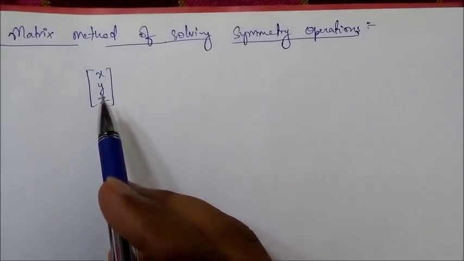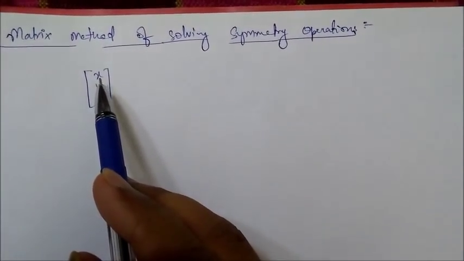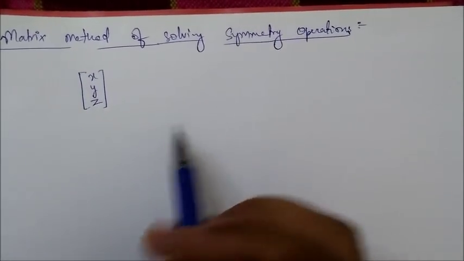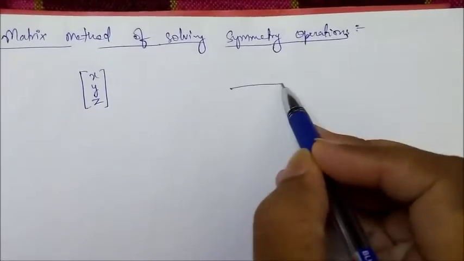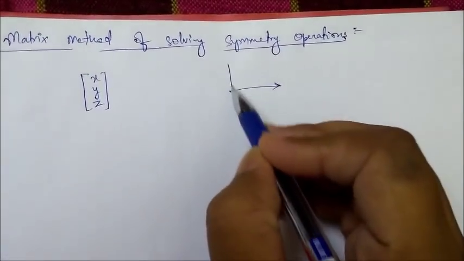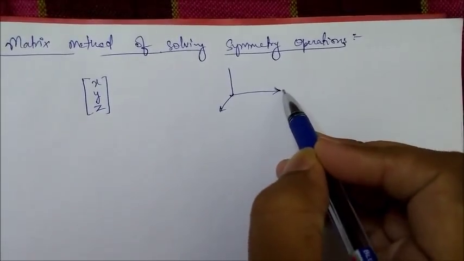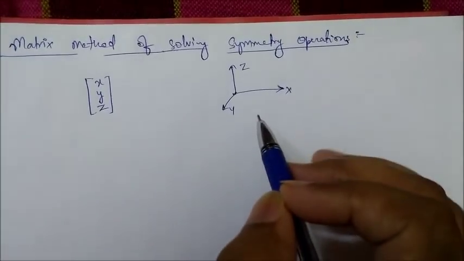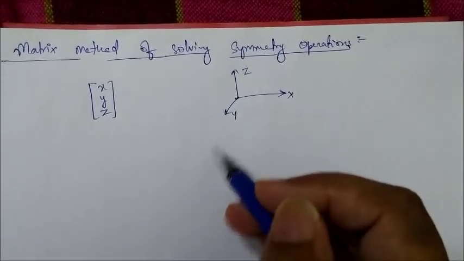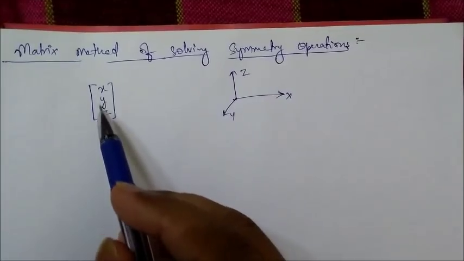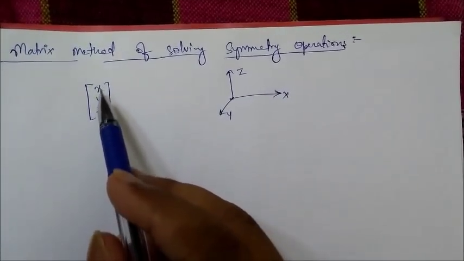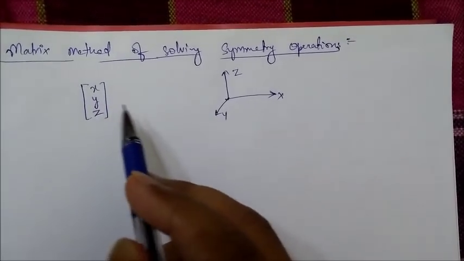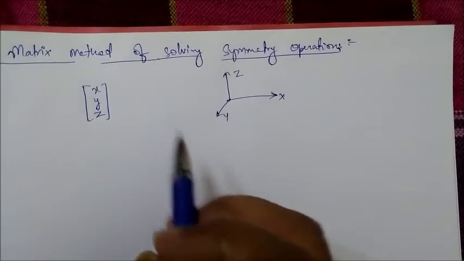In this matrix method we have three axes: x axis, y axis and z axis. As I have told you, for our convenience we take these axes like this: x axis is this one, z axis is this one and y axis is this one. When we perform a certain operation on these axes, what will happen to the sign of these axes? What will be the transition? That we will understand from the matrix method.